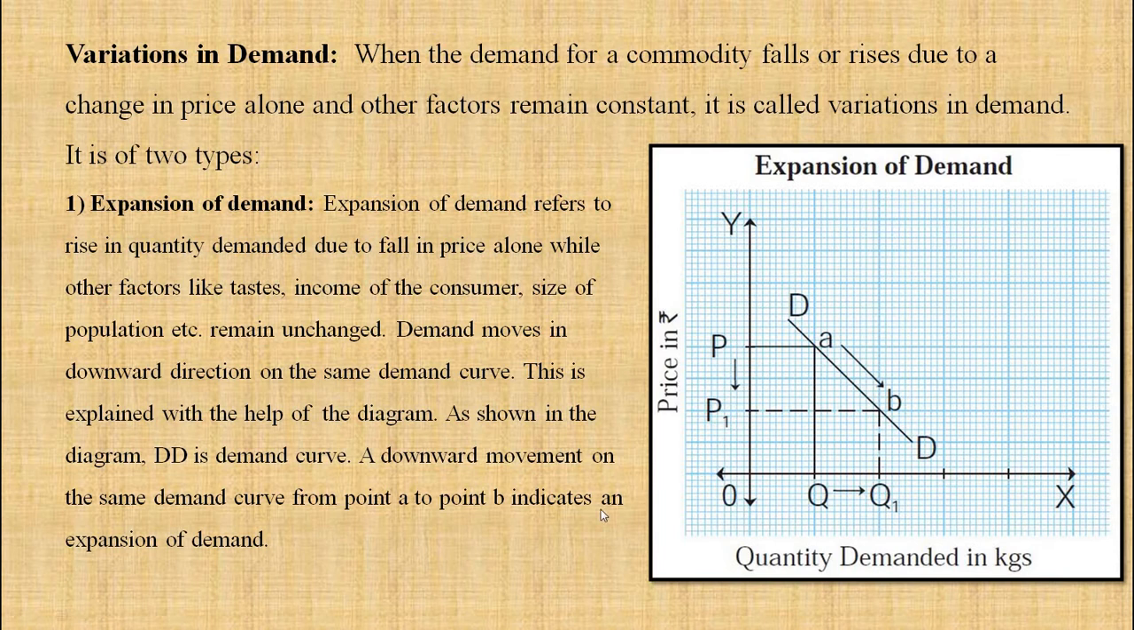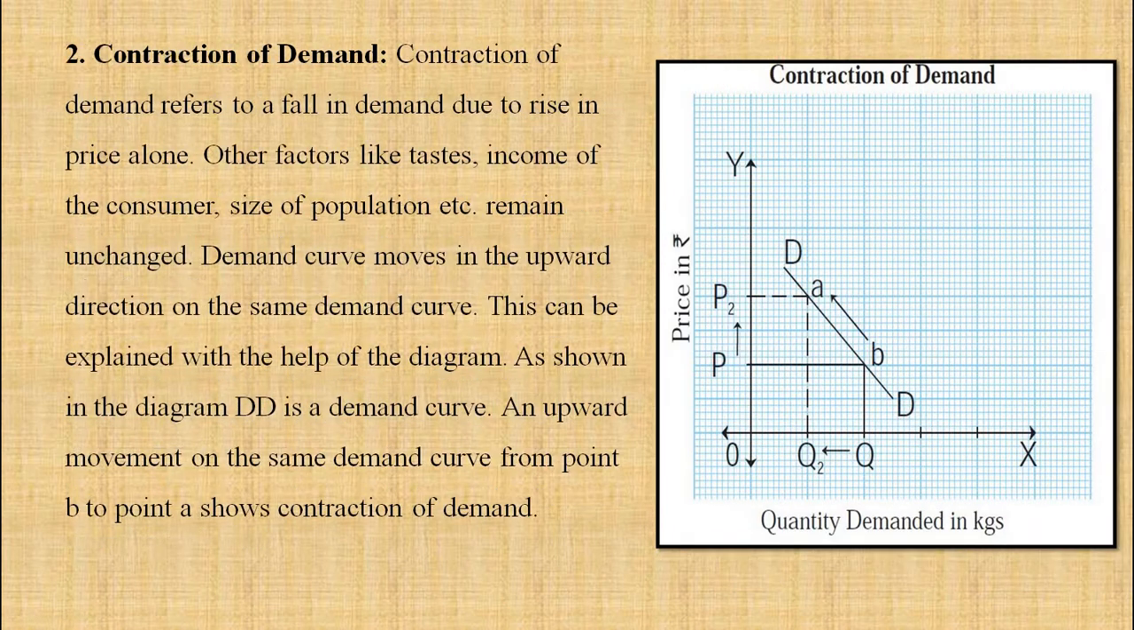Demand moves in the downward direction on the same demand curve. In the diagram, see, DD is the demand curve, OP is the original price, OQ is the original demand. Price falls to OP1, demand rises to OQ1. So when price falls, demand rises. It is called expansion. Q to Q1 is expansion. The downward movement from A to B shows that there is an expansion of demand.